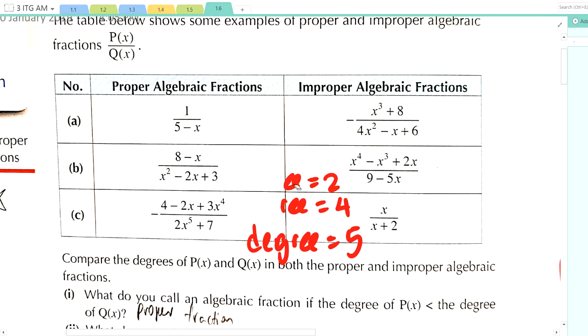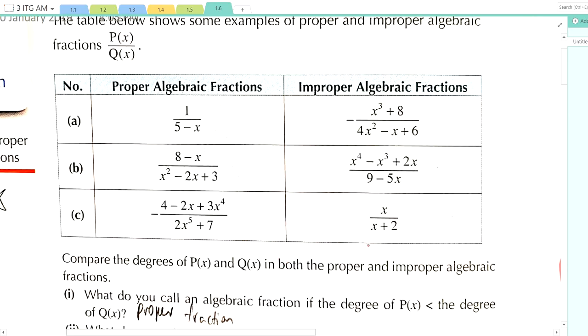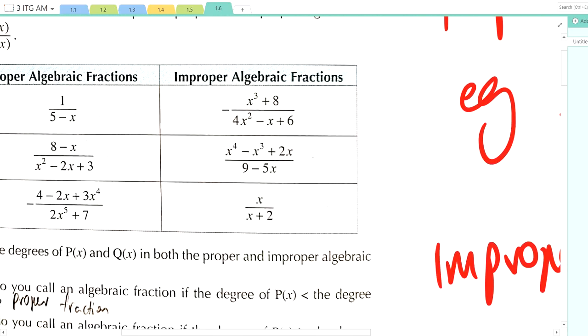Now let's consider those on the right side, where there are improper algebraic fractions. So the degree over here is 3. Degree in the denominator, 2. Since 2 is not larger than 3, it is improper. Next case, we've got 4 as the degree in the numerator and 1 as the degree in the denominator. Since 1 is not greater than 4, it is improper.